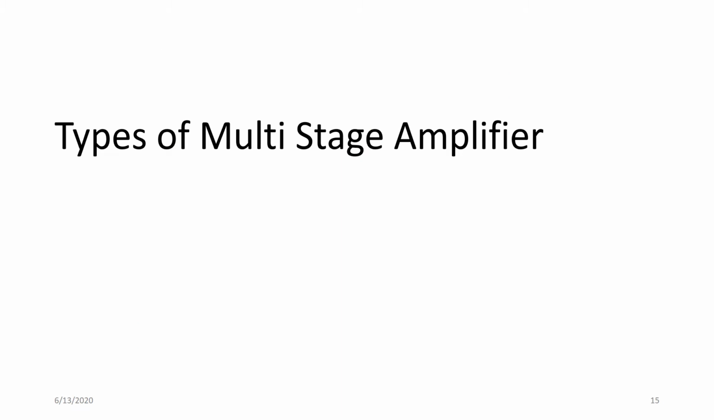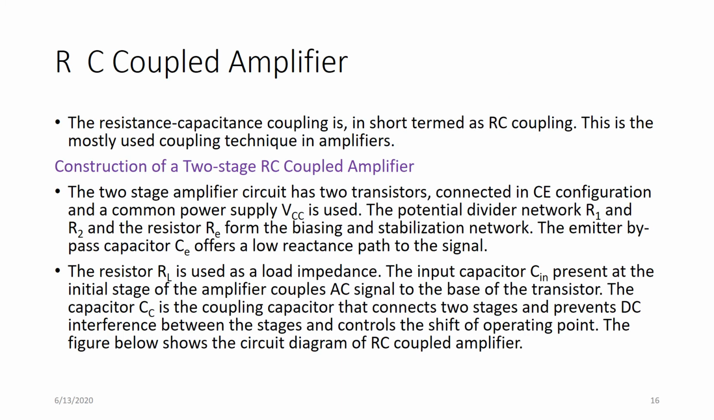Types of multi-stage amplifier. RC coupled amplifier: we have seen that the resistance and capacitance coupling is in short term called RC coupling. This is the most used coupling technique in amplifiers. Construction of a two-stage RC coupled amplifier.